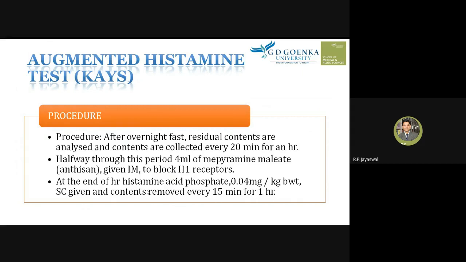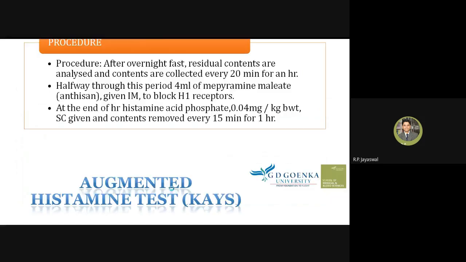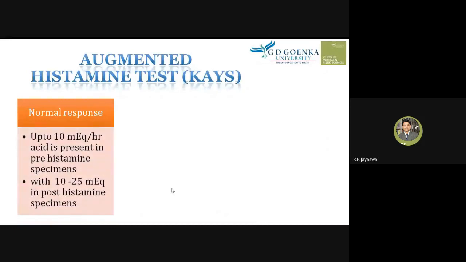So this injection of histamine should be given subcutaneously. SC means subcutaneous. Okay, and what we see in the augmented histamine test, the normal response is up to 10 milliequivalent per hour of acid present in the prehistamine specimen, with 10 to 25 milliequivalent in the post-histamine specimen. So at the time of residual content examination, we find that up to 10 milliequivalent per hour acid is present, whereas after giving the histamine, we can see that 10 to 25 milliequivalent acids are present.